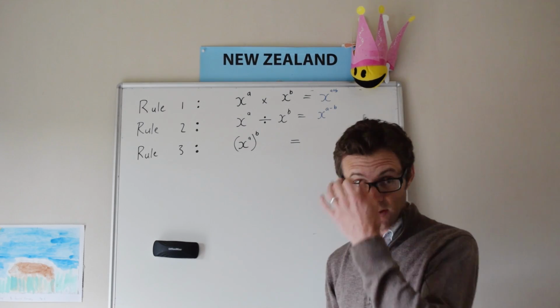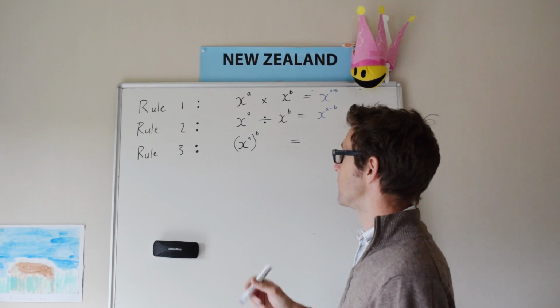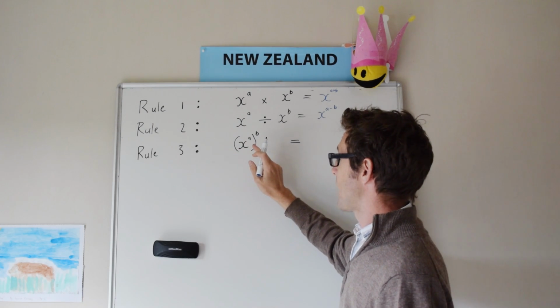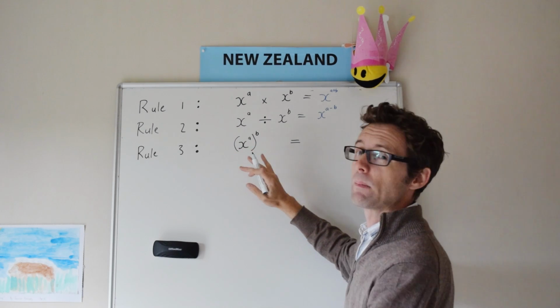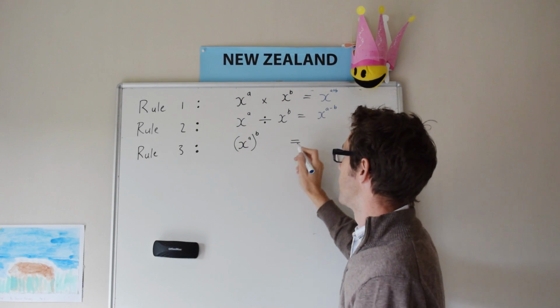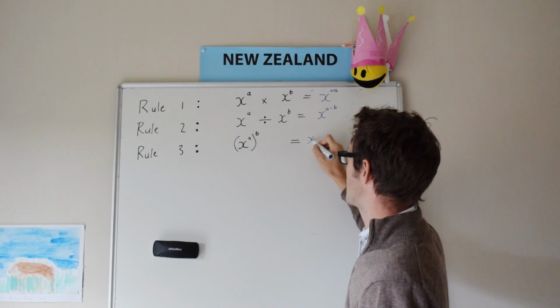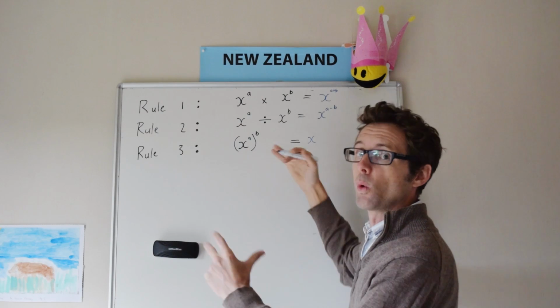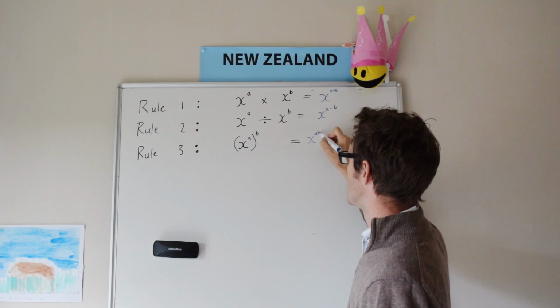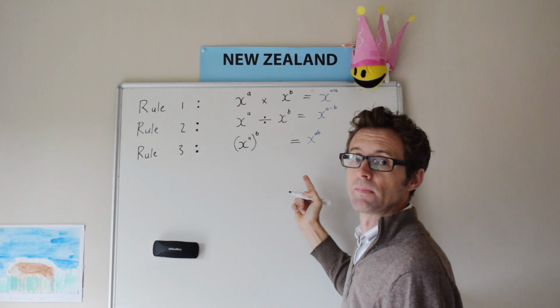The third rule, and this one people get sometimes a little bit confused with: when we have powers being raised to another power, we multiply these. So in this case, x to the power of a, all to the power of b, would be x to the power of a times b, or ab.